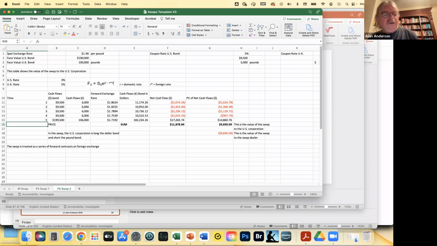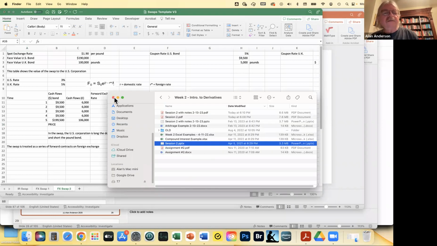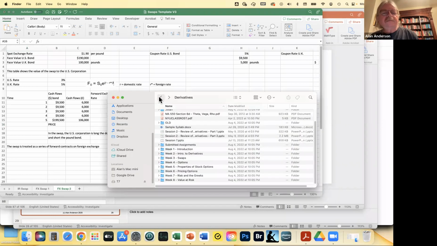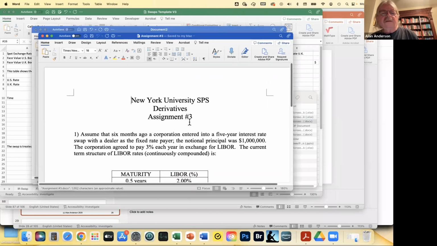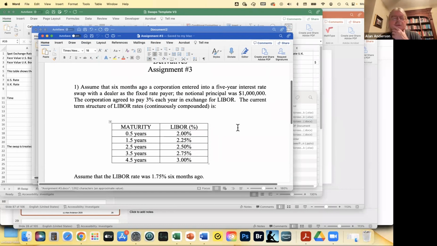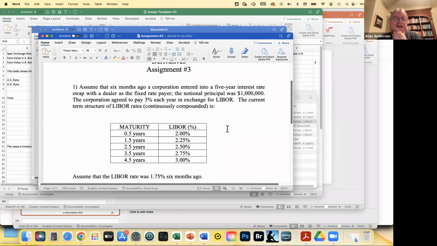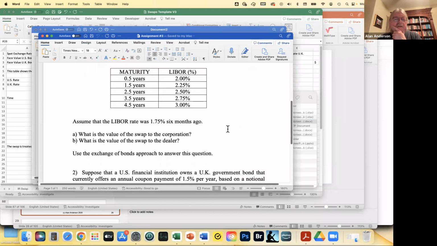In fact, why don't we take a quick look at the questions? There it is. So yeah, you're going to have a chart with maturities and LIBOR, just like we did in our example. And this is an interest rate swap. And it says use the exchange of bonds approach to answer this question. That's exactly what we did.